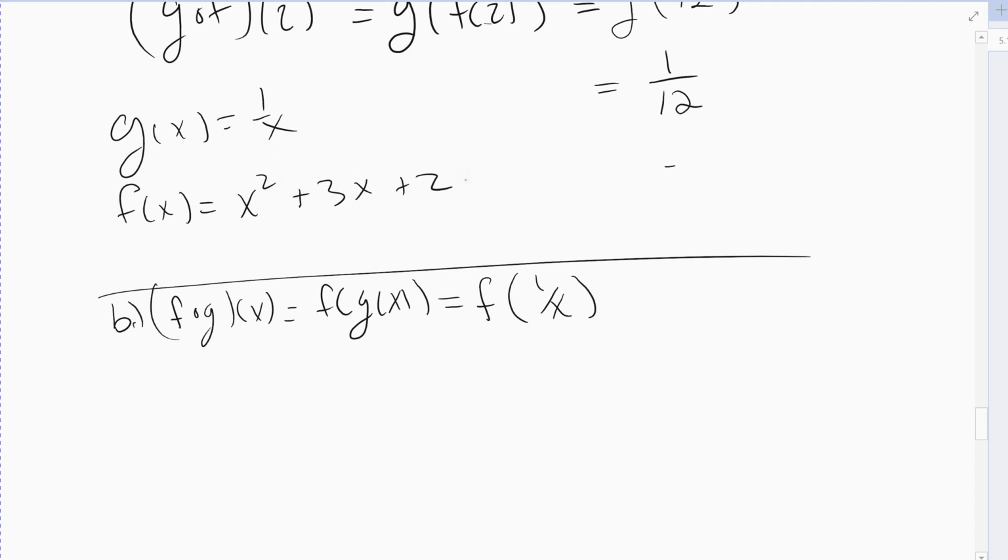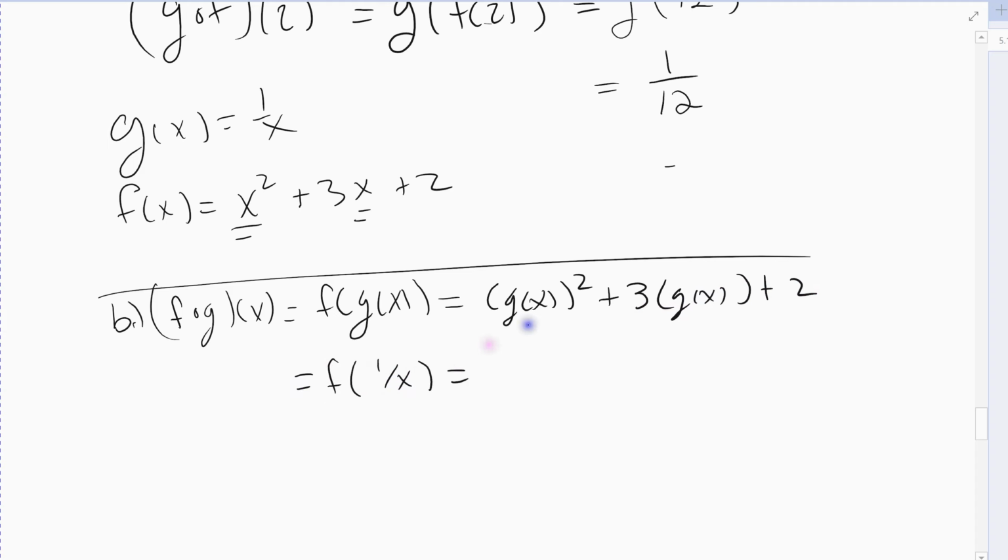And so what we're going to do is, maybe I'll write it out the other way. I'm going to take g of x and plug it into f. I'm literally taking the function g of x and plugging it in for the input. Well, the input's the x part, so it's going to be g of x squared plus 3 times g of x plus 2. Well, remember, g of x is 1 over x, and so that's what you're going to do.